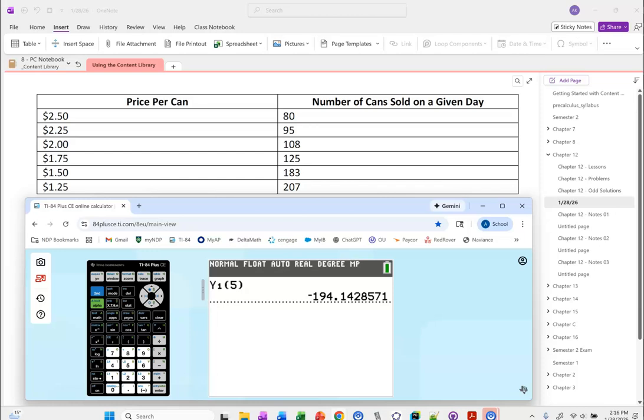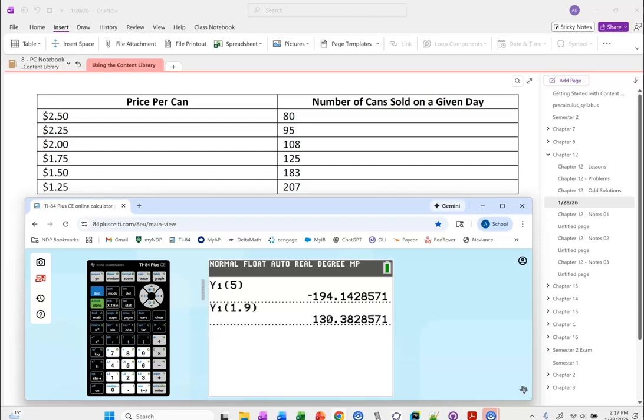Not reliable. Now, if I wanted to do the same thing and ask how many I would sell if I charged $1.25 or $2.20 or $1.90, rather than jumping back through all those menus again, I'm just going to go up and grab it and then just type over. So I predict I'd sell 130 cans if I charge $1 now. Which should make sense, right? I should sell more than I did at 108.